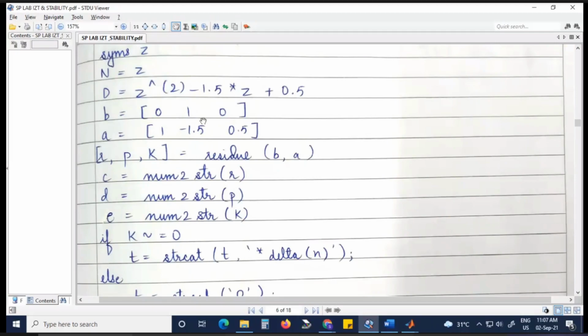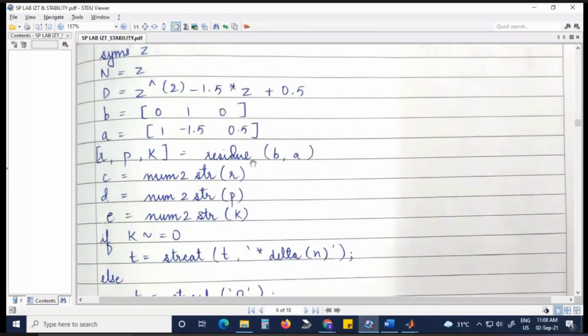Then the second term is related to z, the coefficient of z, so it is minus 1.5. And the third term is constant only, that is 0.5. So we have got both coefficient arrays, of the numerator and denominator.